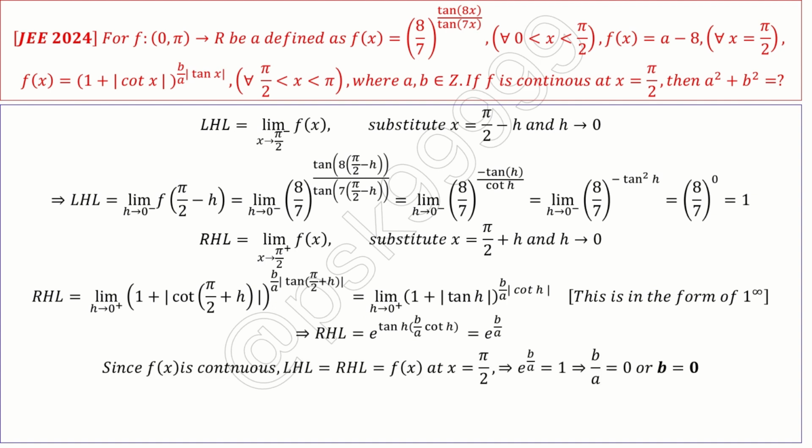Now we know that LHL equal to RHL equal to f of x, which is a minus 8. So if I equate them, I get e to the power of b by a is equal to 1, which means b by a equal to 0, or b equal to 0. This is one value. The second value comes from a minus 8 equal to 1, which implies a equal to 9. So my a square plus b square is 81. That's the answer.